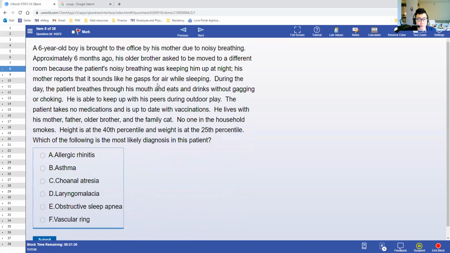All right, next question, peds again. Diagnosis question, noisy breathing. He gasps for air while sleeping, okay?